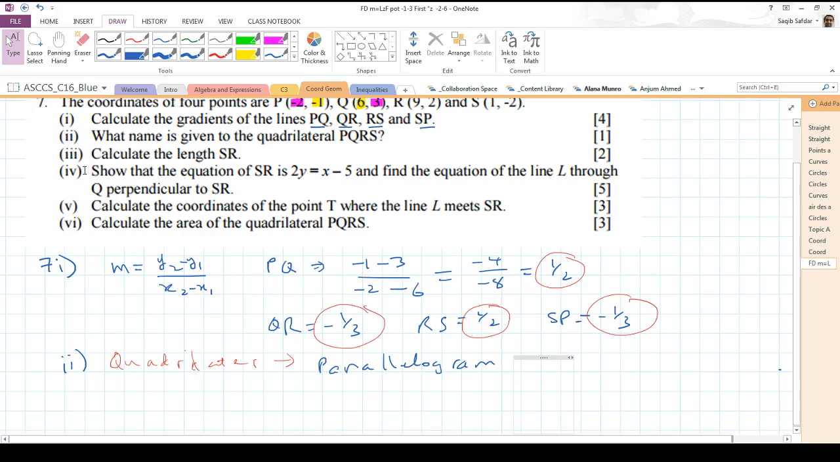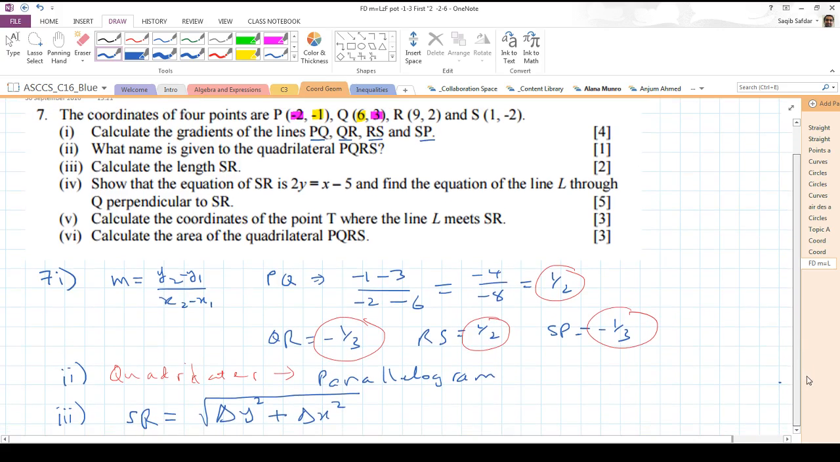Okay, what about calculate the length SR? Any suggestions about how we can do that? The distance formula. Okay, excellent. And that is based on what? Which theorem? Can somebody remind me? Pythagoras. Excellent. Now that's basically saying the change in y squared plus the change in x squared, square root, will give us our SR.